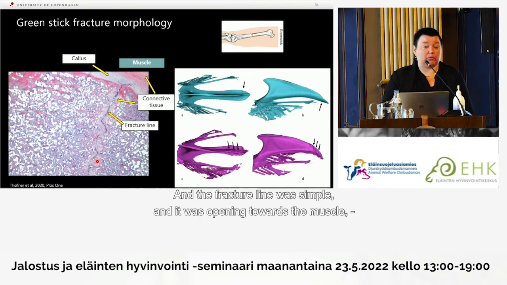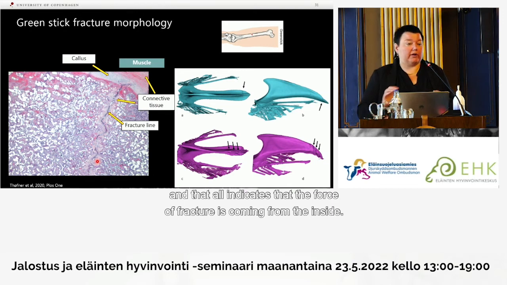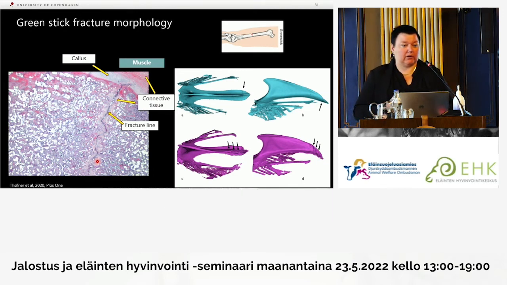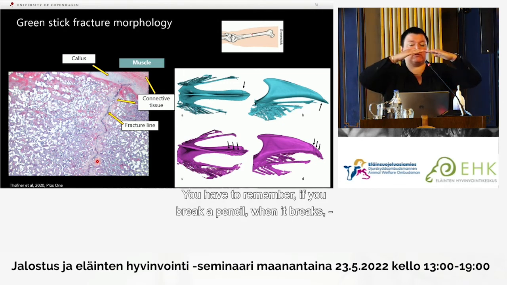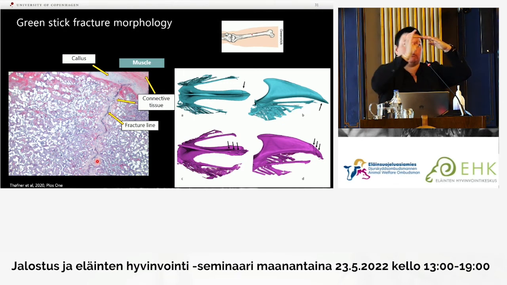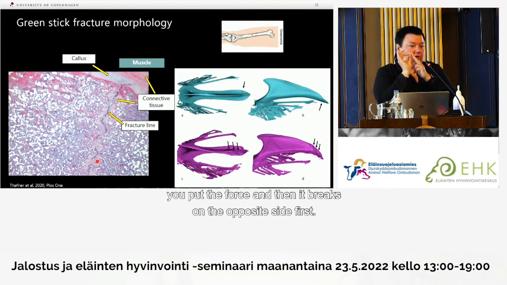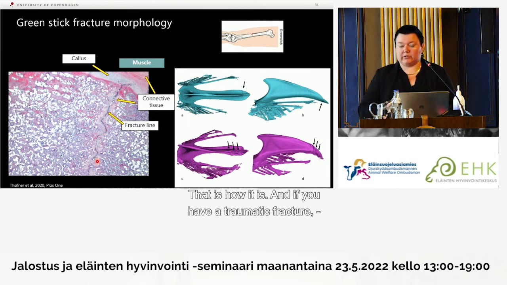And the fracture line was simple, and it was opening towards the muscle, and that all indicates that the force of fracture is coming from the inside. You have to remember, if you break a pencil, you put the force and then it breaks on the opposite side first. That is how it is.